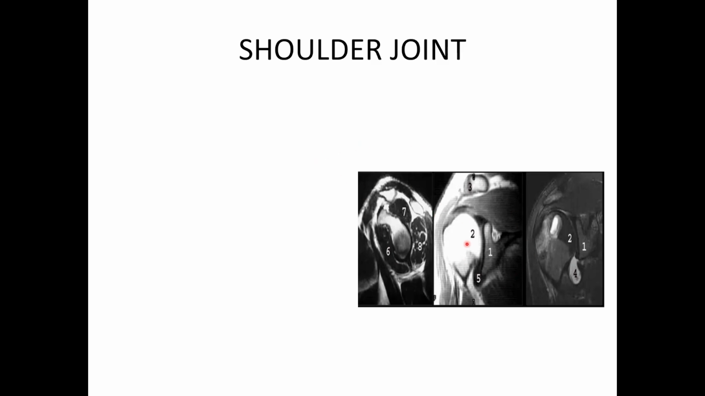Here is another shoulder joint. The modality is MRI. 1 we have the glenoid cavity of the scapula, 2 we have the head of the humerus. Here is the same.